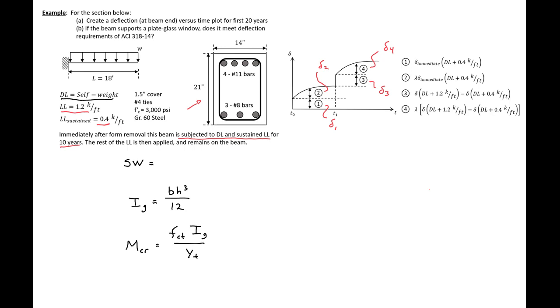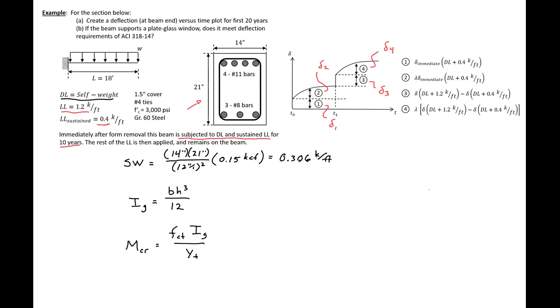So the first thing that we need to do is calculate our self-weight. We'll do that by taking our base width, 14 inches, times height, 21 inches, divided by 12 inches per foot squared, and then take this times 0.15 kips per cubic foot, which is the density of our reinforced concrete. So then we'll get our self-weight to be 0.306 kips per foot.